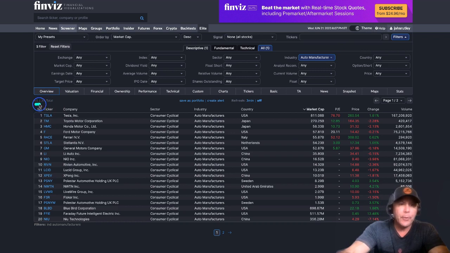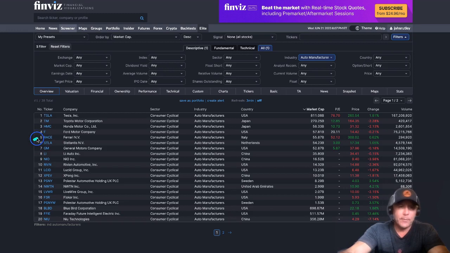So there's 38 total companies. You can see them right here. Here's 20 of the 38. But right here, we've got Tesla in the pole position at number 1. The reason why that is I stack ranked these companies by market cap. You can see right here, Tesla has an $811 billion market cap at time of recording. And then in the second spot is Toyota, third is Honda, fourth is Ford. And this was interesting. Ferrari, it's in 5th place.